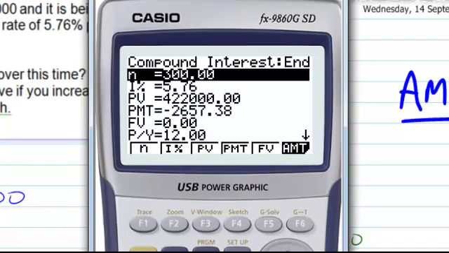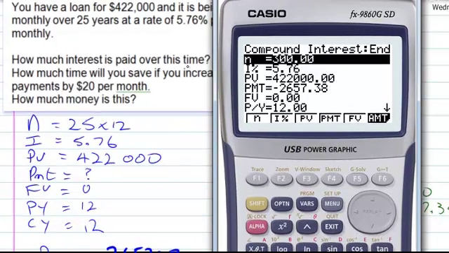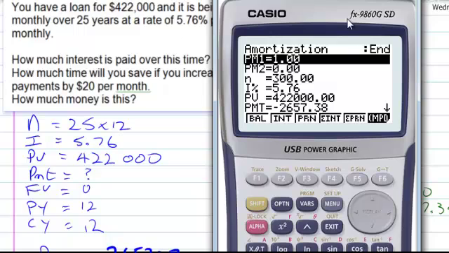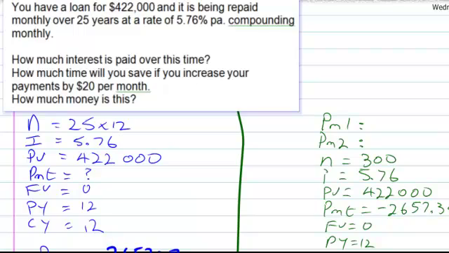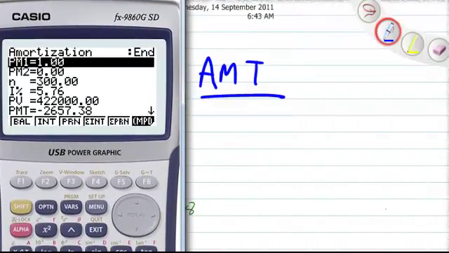The next part of the question says, how much interest has been paid over this time? So we go to the amortization window again, like we did before. You go to F6, and you grab your amortization window. The difference this time is we are looking from payment 1, because we want to find the whole period of the loan, so payment 1 through to the last one, which is payment 300. So in here, you put in 1 for the first one, and 300 for the second one.